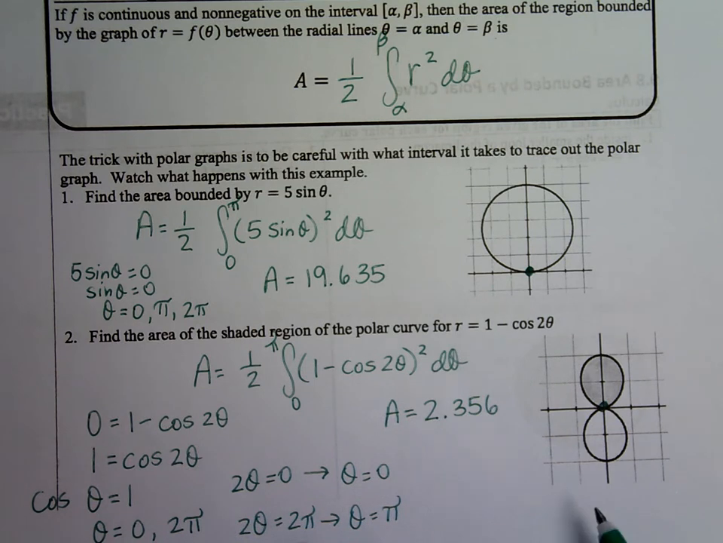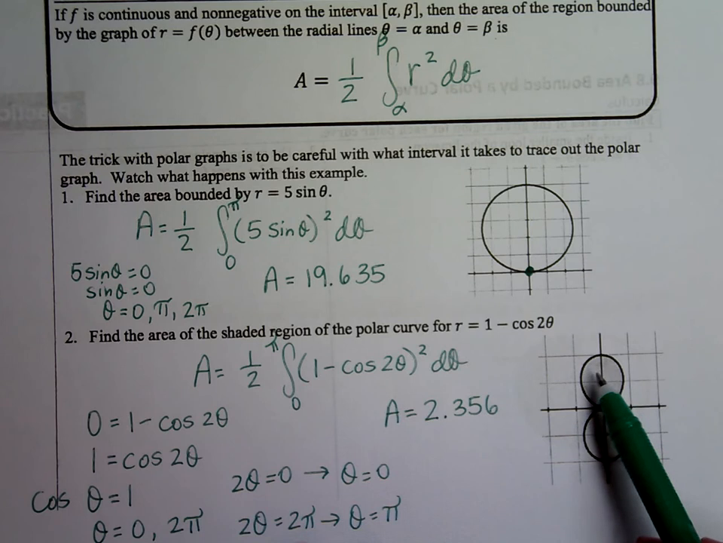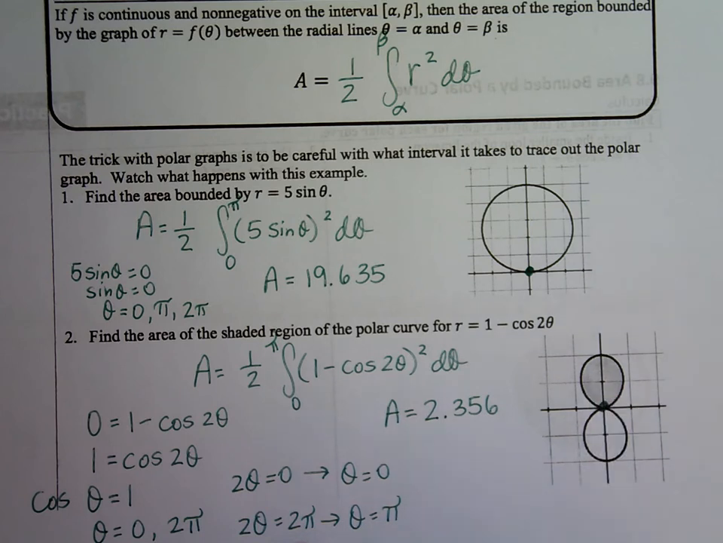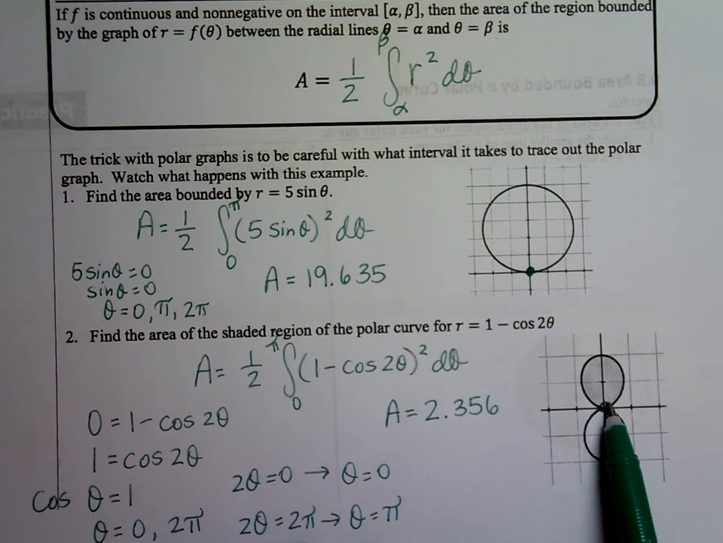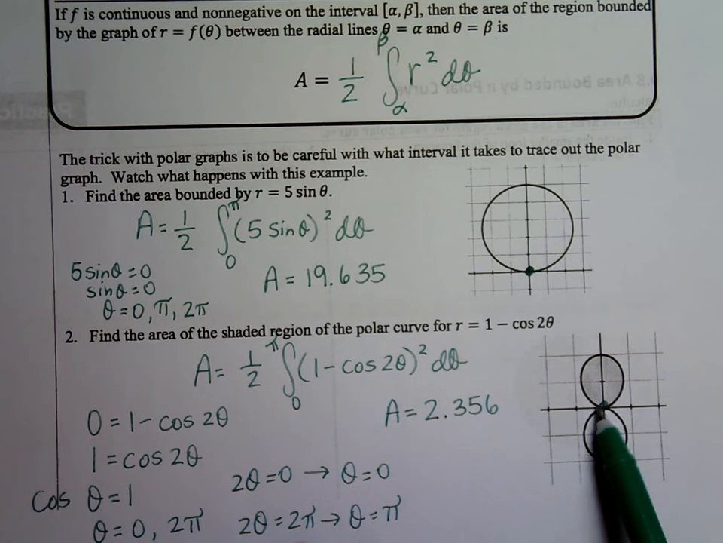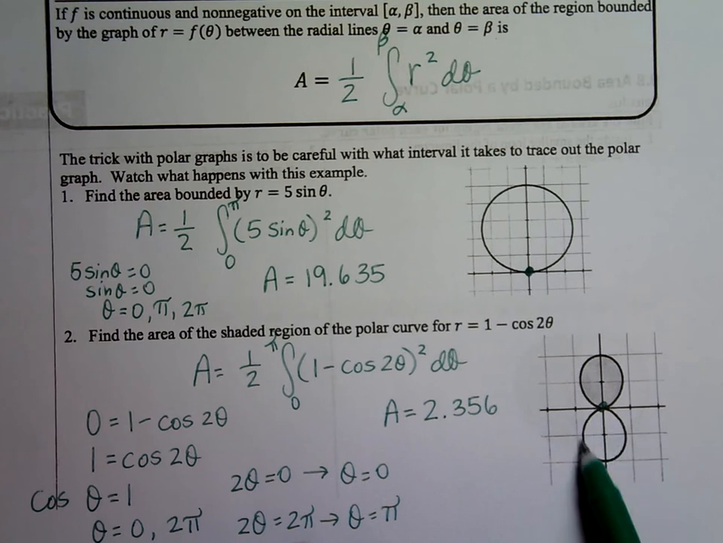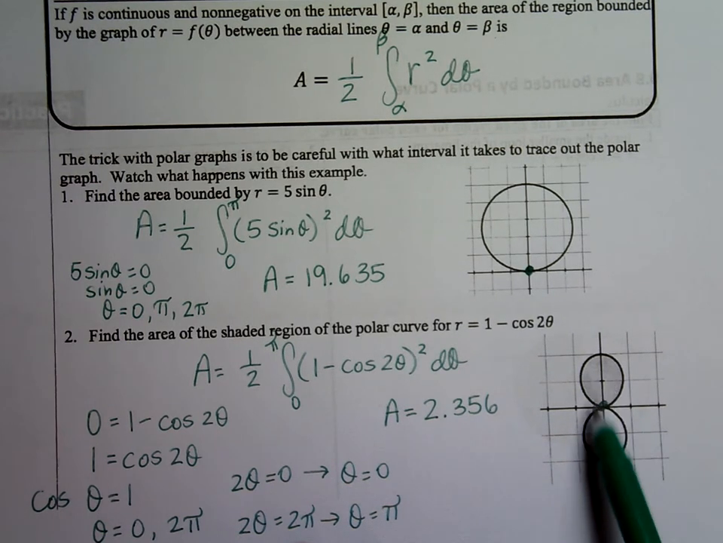How would this change if they asked me to figure out the whole thing, not just this one petal? So we only went once. We went, this is where it's 0. I went all the way around, that's where it's pi, and it closed it up. What do you think it would take to get the rest of this? And I hope you would say between pi and 2 pi. And so if I were to do that, it just doubles this.